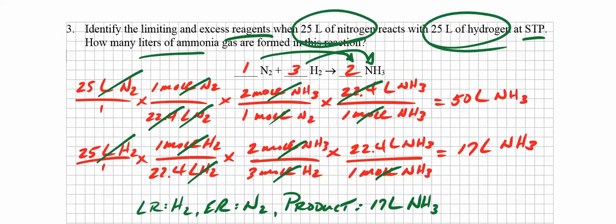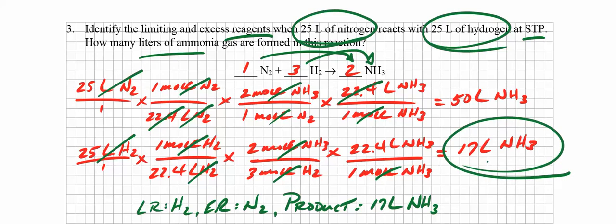So now I'm left with the task of comparing. We've got 50 liters of ammonia when we start with 25 liters of nitrogen gas and have an unlimited amount of hydrogen. And we've got only 17 liters when we start with hydrogen gas and have an unlimited amount of nitrogen. So obviously the lesser of these two numbers is the 17 liters.